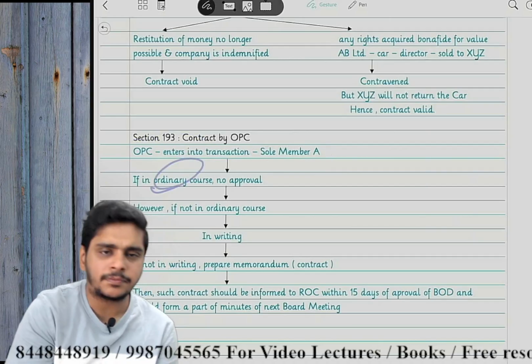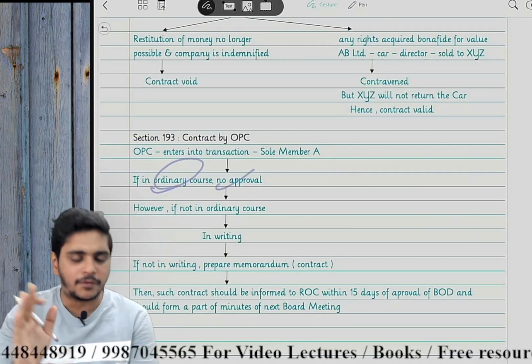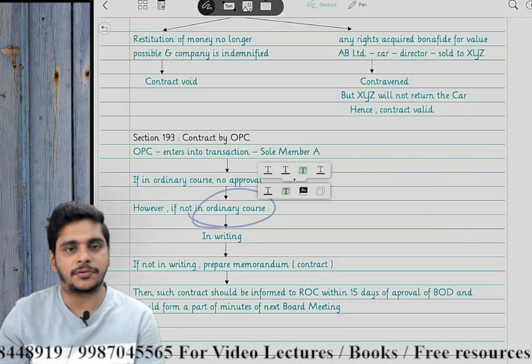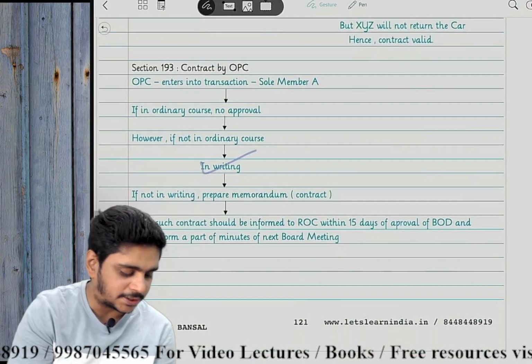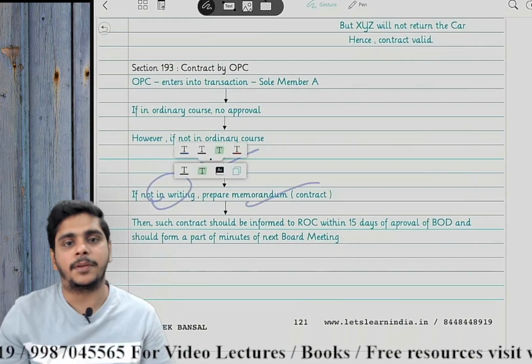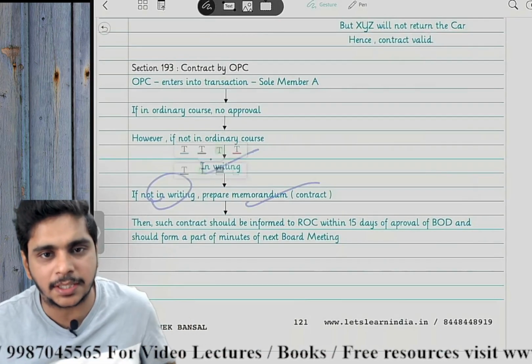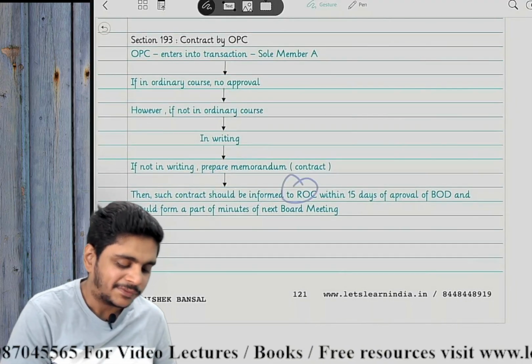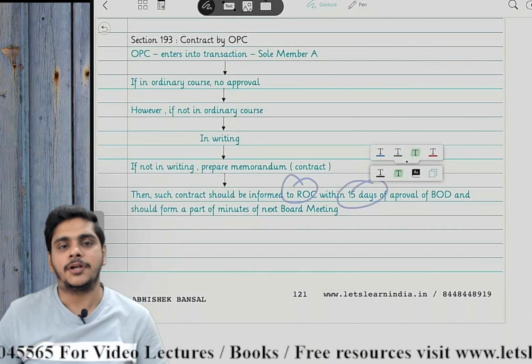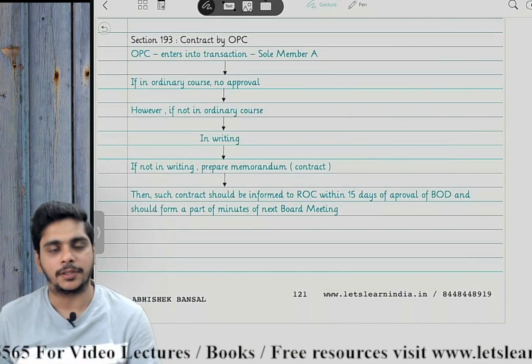If it is in the ordinary course of business, no approval is required. However, if it is not in the ordinary course of business, then it has to be in writing. If it is not in writing, you will prepare a memorandum. Memorandum basically means contract, and that such contract should be informed to ROC within 15 days of the approval of board and should form part of the minutes of the board meeting.